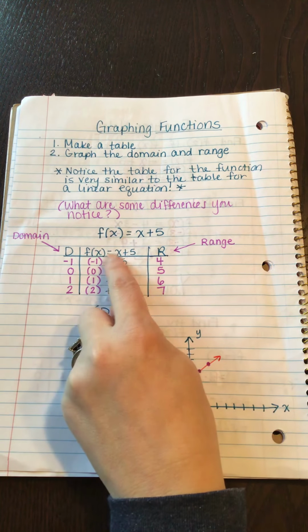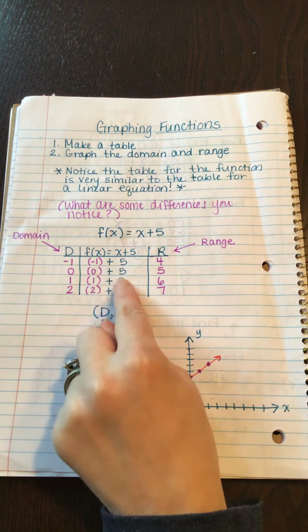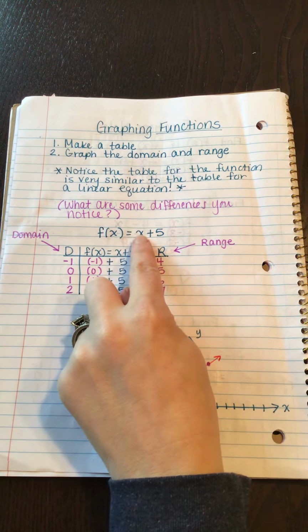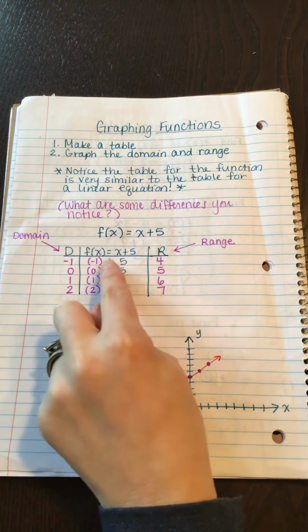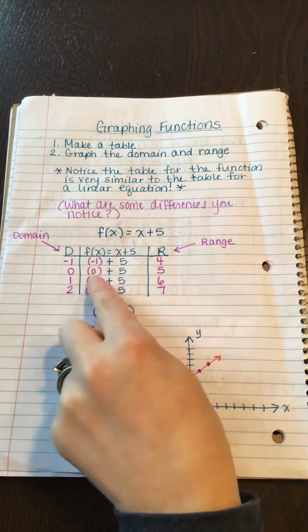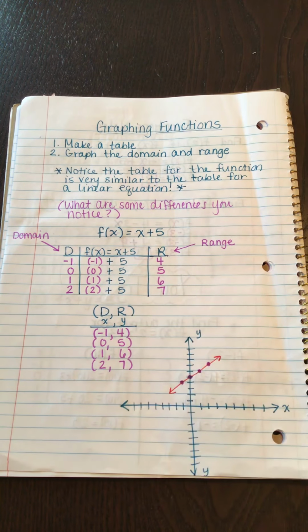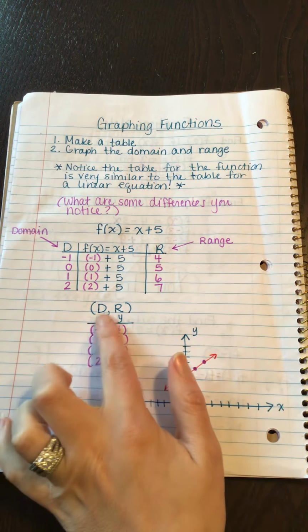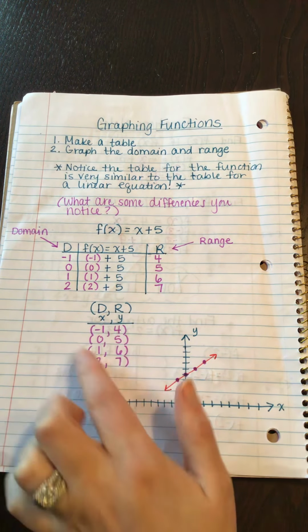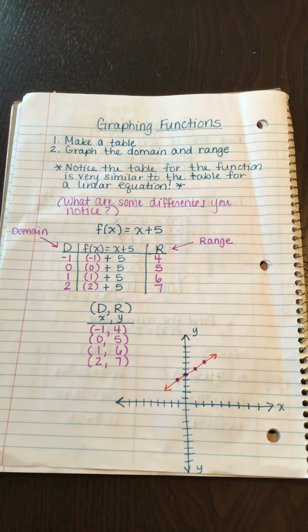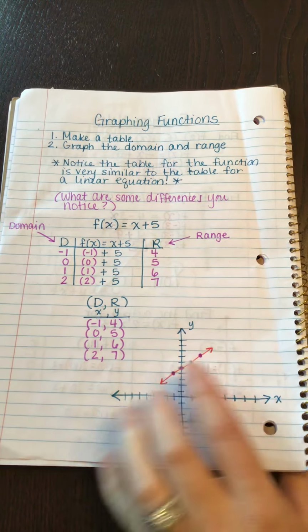You're going to take what's after the equal sign and put that into your function table. So this is the value of x in parentheses plus 5. You will solve that and that will be your range. We're then going to write our domain and range separately as ordered pairs down here. And then we're going to graph. If you need to pause, make sure you pause the video, finish this page, and then press play.